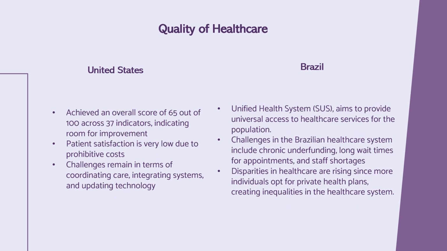Quality of healthcare. The quality of healthcare in the U.S. has been described as uneven, falling short of expectations given the resources available. The country has achieved an overall score of 65 out of 100 across 37 indicators, indicating room for improvement in various aspects of healthcare delivery.